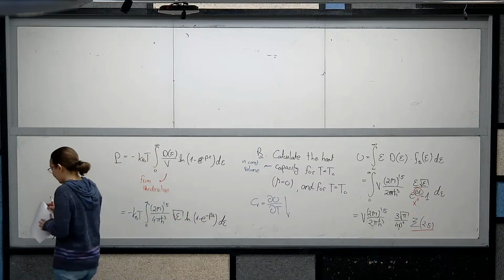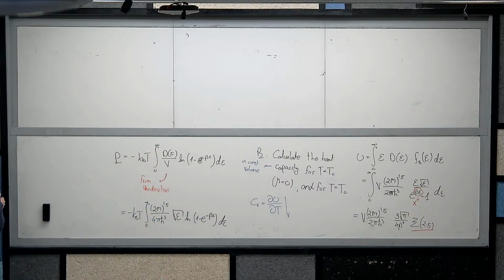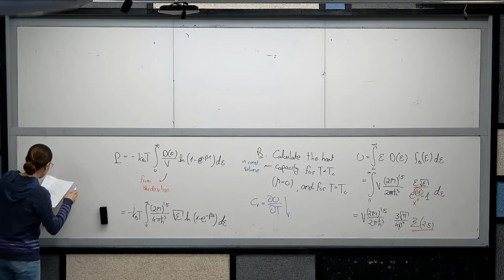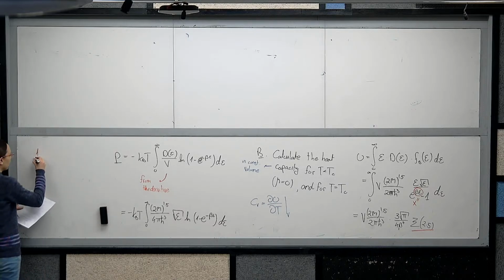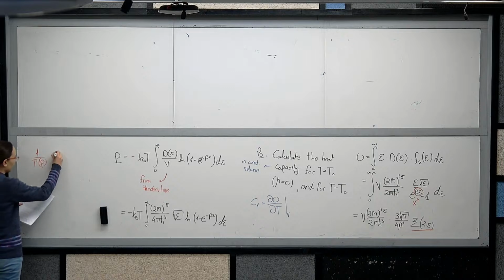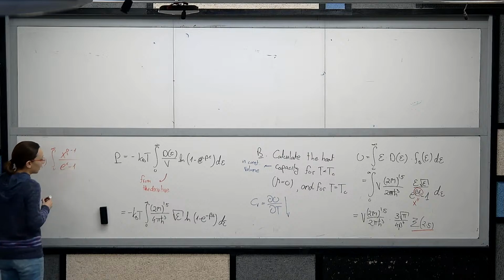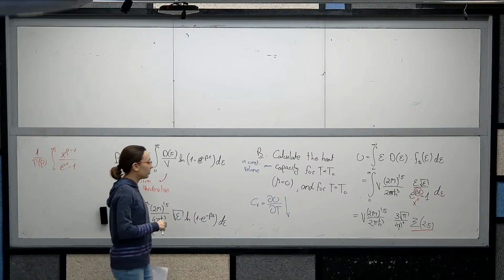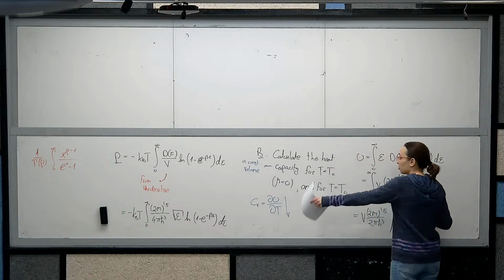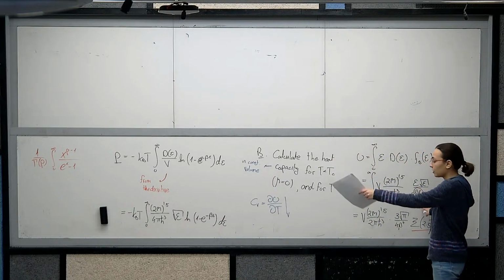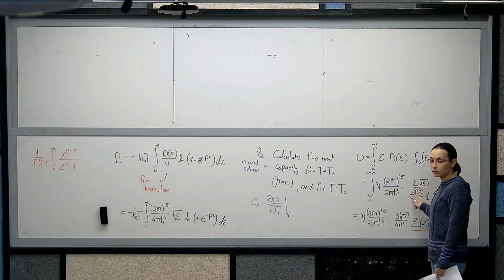So the definition of the zeta function is 1 over the gamma function of p, integral from 0 to infinity, x^(p-1) divided by e^x minus 1. And we want to bring this integral to this form. So first we're dealing with the exponent.